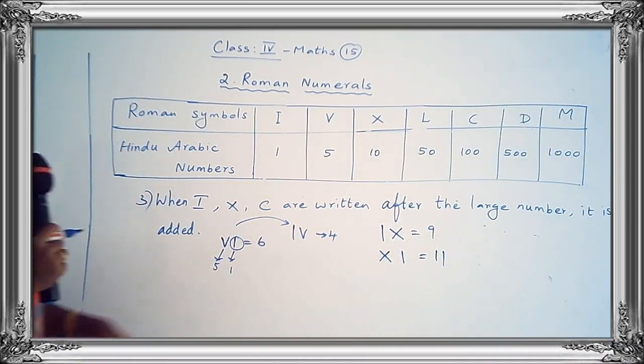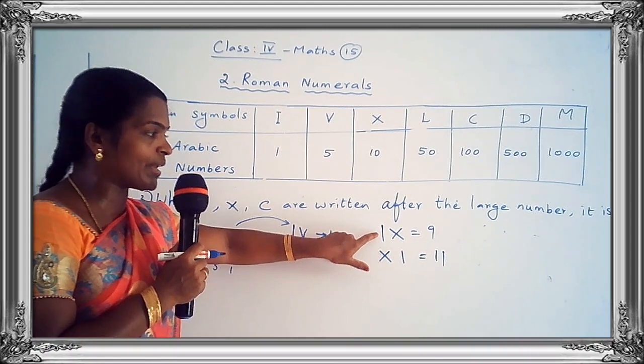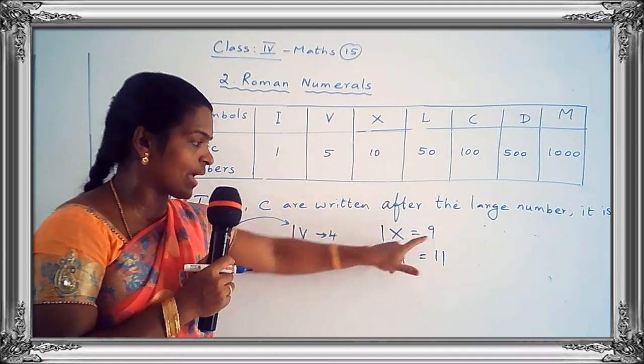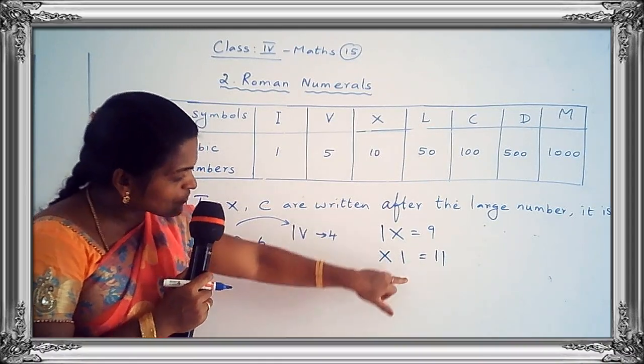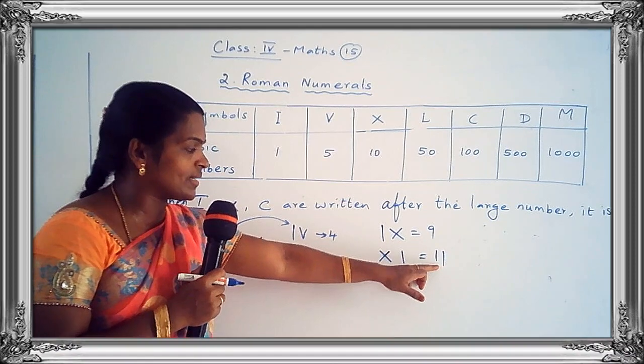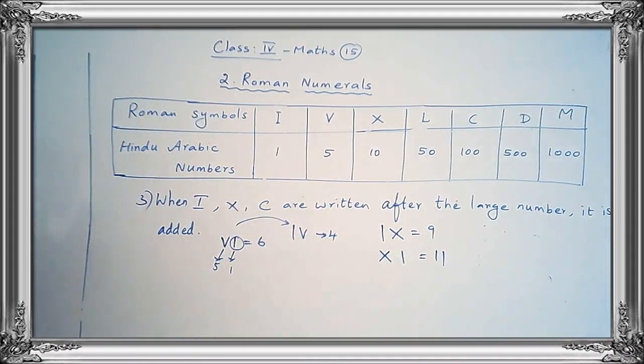புரிஞ்சுதா உனக்கு? டிஃபரன்ஸ் புரிஞ்சுதா? I வந்து xக்கு முன்னாடி போட்டா நம்ம என்ன செய்யணும்? சப் பண்ணணும். 10 minus 1 is equal to 9. But I is after the large number, that's why it is to be added. So 10 plus 1 is equal to 11. Okay children? Clear now? Okay, this is the third rule.